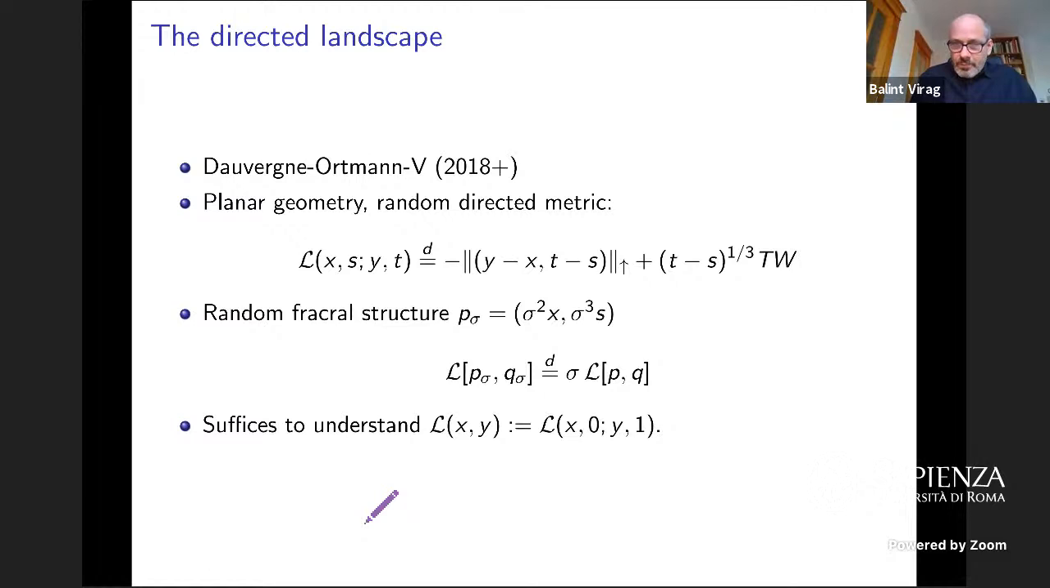And to understand this metric, it actually suffices to understand it for two fixed times. So let's say time zero and one. Because after you do that, you can build up the whole thing using some kind of inverse limit procedure, using independent increments. Essentially, once you understand this, you can use a Levy type construction, just like Levy's construction of Brownian motion. So I'm going to talk about what this two times formula, L(x,y), is.